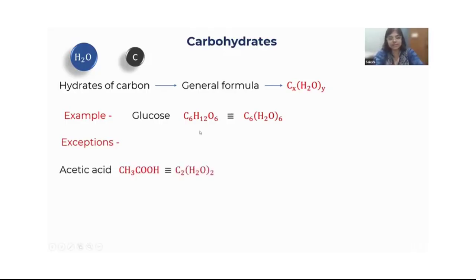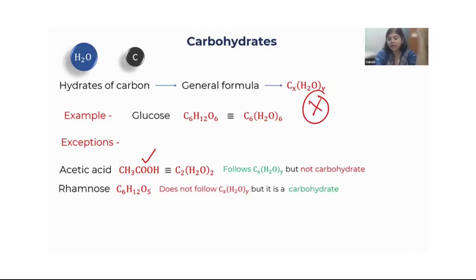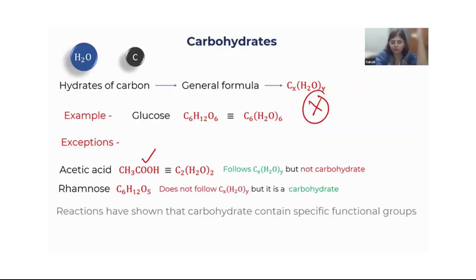But then there are certain exceptions as well. So, we cannot totally rely on this formula because if you see acetic acid, it is not a carbohydrate and it fits into the formula very well. C2H4O2, so basically CH3COOH, but it is not a carbohydrate. So we cannot totally rely on this formula for identifying if something is a carbohydrate. Like rhamnose is there. Rhamnose is a carbohydrate, but it does not follow this formula. So this formula, we do not follow it, right?